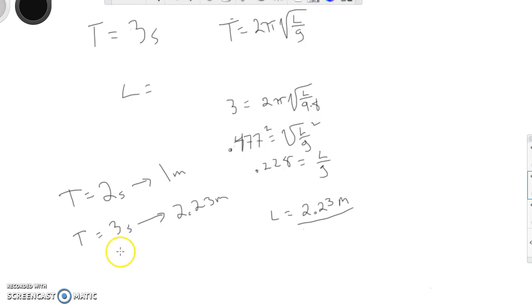Okay, and the longer and longer you want the period to be, the more and more length you're going to have to add, because it's that square root function, because it levels off really fast.